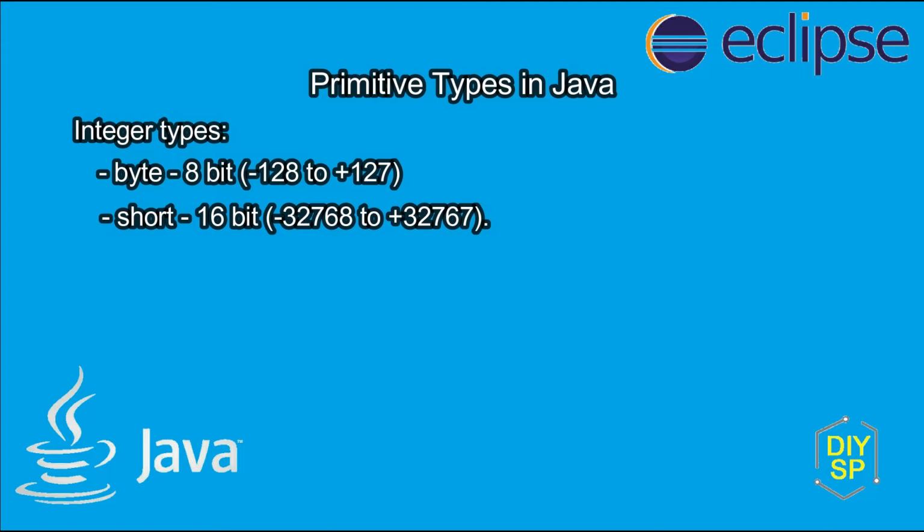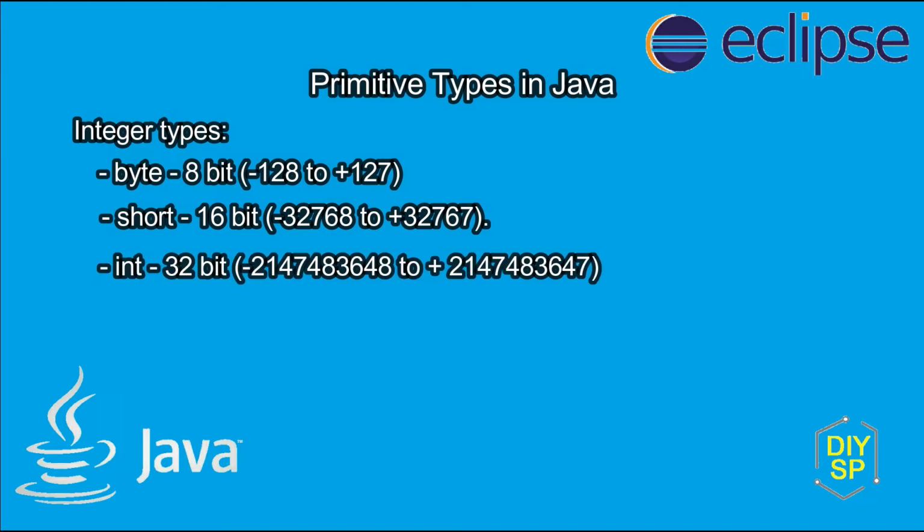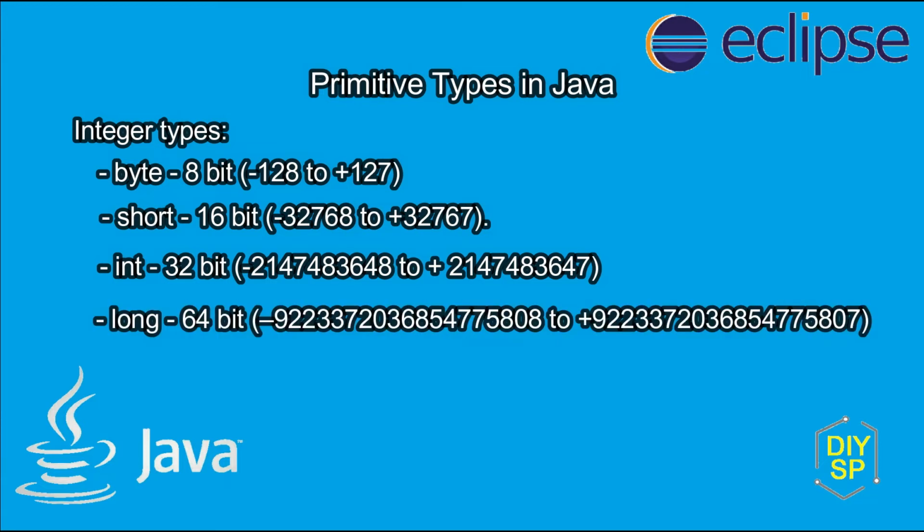Next we have short, it takes 2 bytes of memory and there we can store a value from -32,000 up to 32,000. Next we have integer, it takes 4 bytes of memory and there we can store a value up to 2 billion. And next we have long, it takes 8 bytes of memory and there we can store even larger numbers. So all these types are for storing whole numbers, they don't have a decimal part.